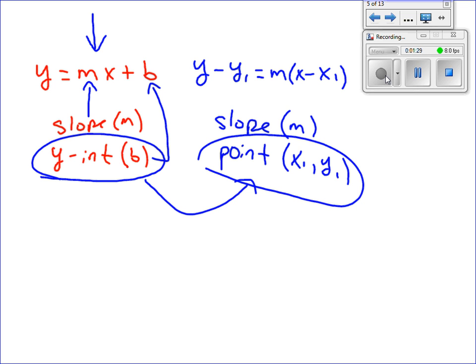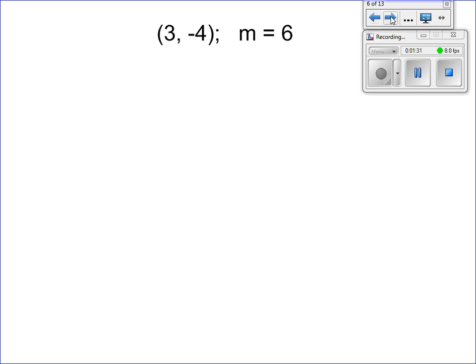So let's take a look at a problem. This is from your homework from Friday, October 31st, Halloween. This is due over the weekend, due Monday, November 3rd. So they want you to write this equation in point slope form.